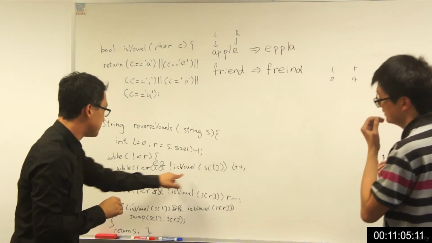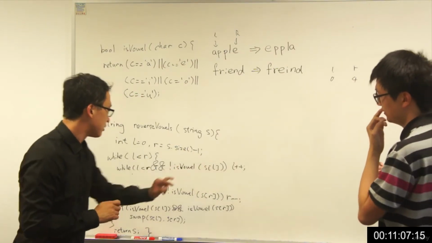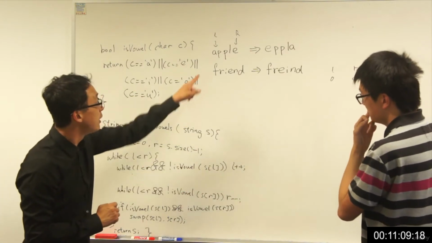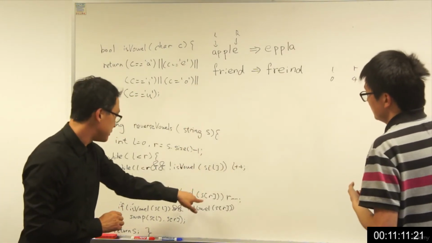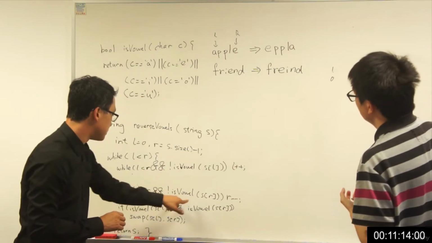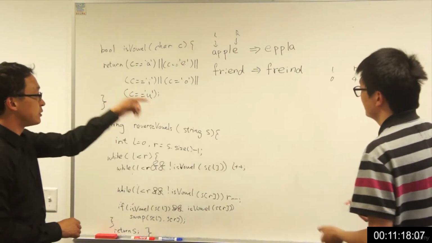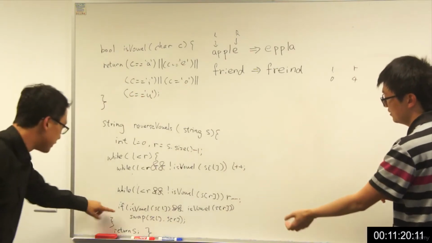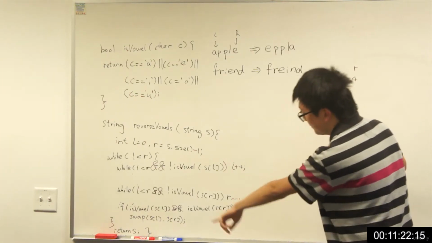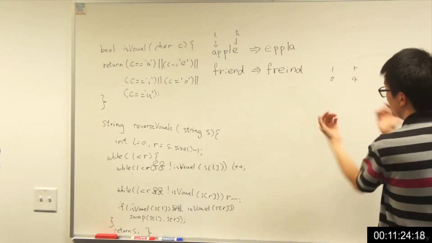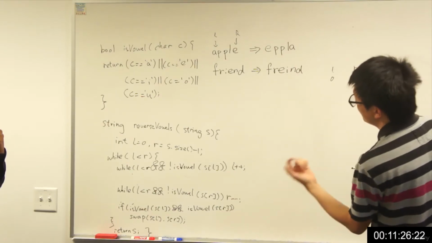Okay, so this vowel check will be true for when L is 0. This is true, this is false, so it will not increment. And for L is 4 this is true, this is false, so it will not increment. So L is 0, R is 4, and then it comes to here, and both of them are vowels, so we're going to swap them. Basically we swap S0 and S4.